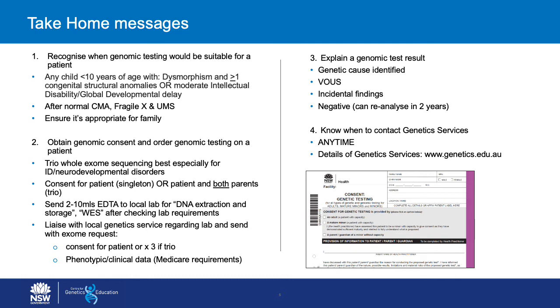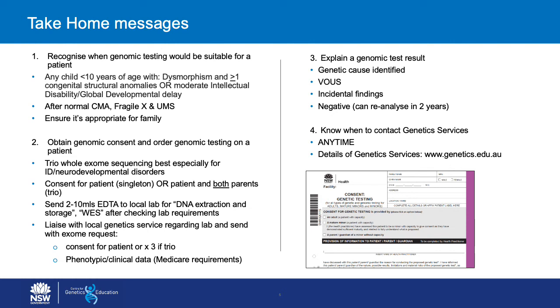You will need to send 2 to 10 mils of EDTA blood to your local laboratory for DNA extraction and storage. And you will need to check the lab requirements with your local genetic services. These services will be able to tell you what exact lab requirements there are, and also what to send with the exome request, which should be the consent forms for the patient or patient and parents if it is a trio, and also detailed phenotypic and clinical information which meets the Medicare requirements.